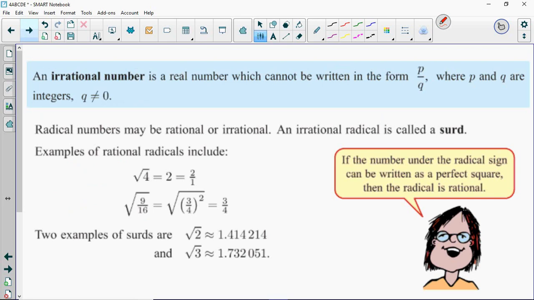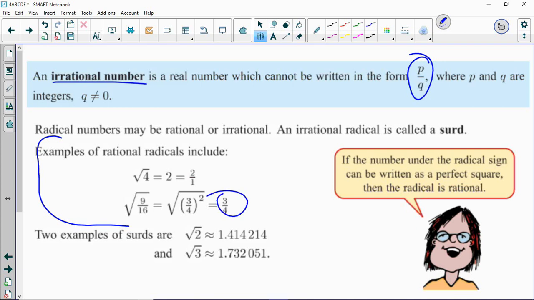And this also is reviewing from chapter 2. A number is going to be irrational if we cannot write it as a quotient of integers. Now, radicals could be rational. For example, right down here, the square root of 4 is 2. That's 2 over 1, clearly rational. Square root of 9 over 16 is the same thing as the square root of 9 divided by the square root of 16, which is just 3 over 4. That's rational. But not all radicals are rational.